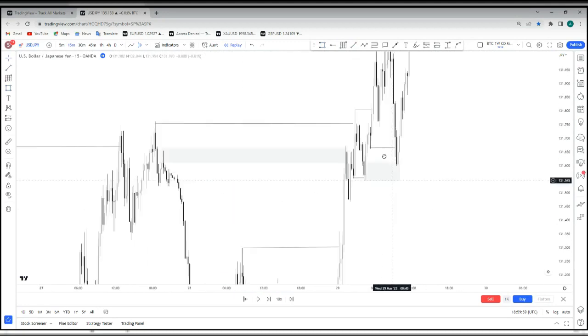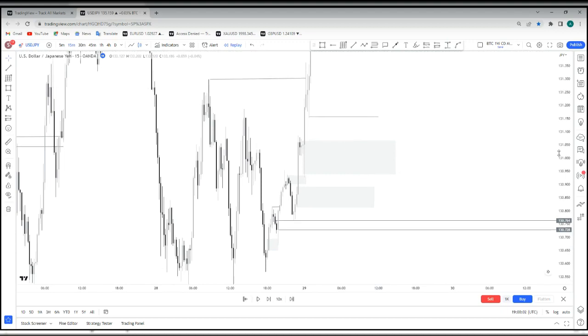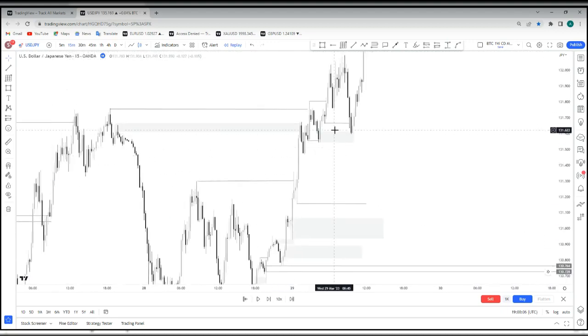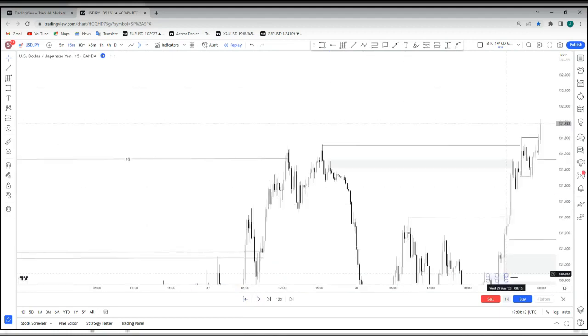Instead, you should be waiting for all this low. This is our entry. And how do you mark your demand? Now looking at this 15 minutes time frame.